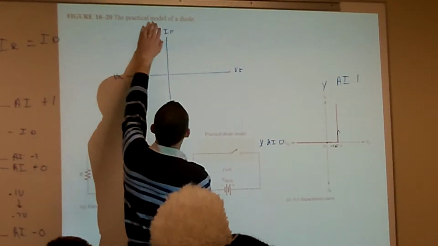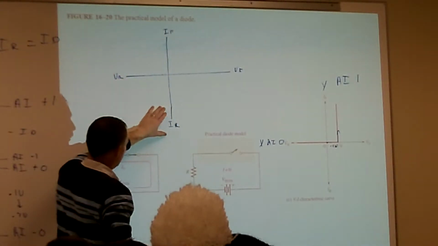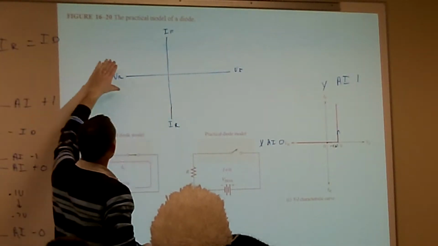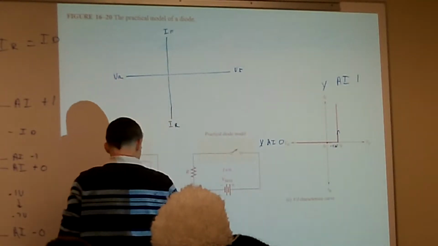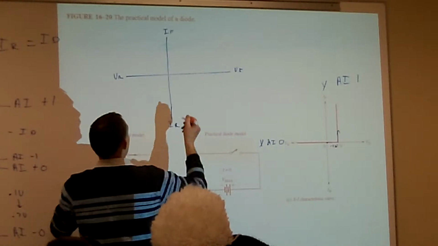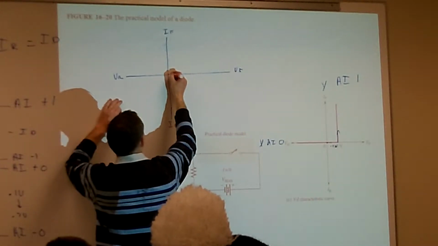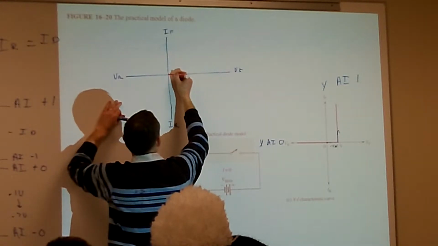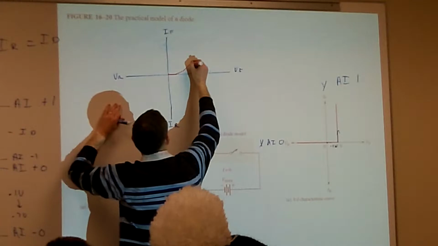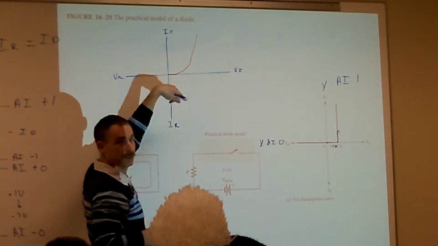So our labels here: this IF stands for our forward current, IR stands for our reverse current, our reverse voltage, and then our forward voltage. What we're going to see on ours is that we're starting out at 0, we're starting to increase, and we're getting closer to that 0.7. And what's going to happen is that the curve is actually going to start to curve in.